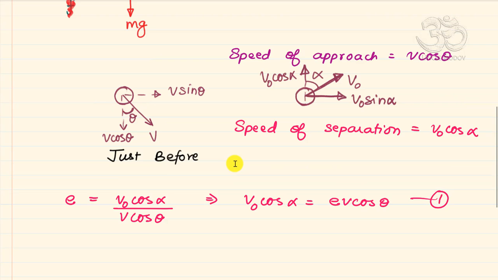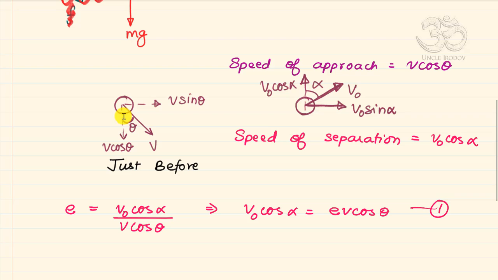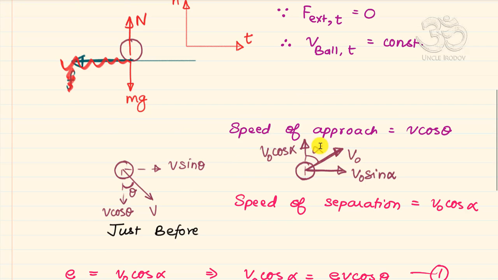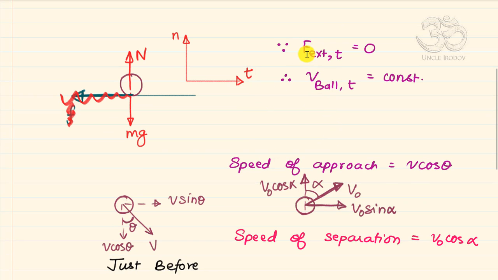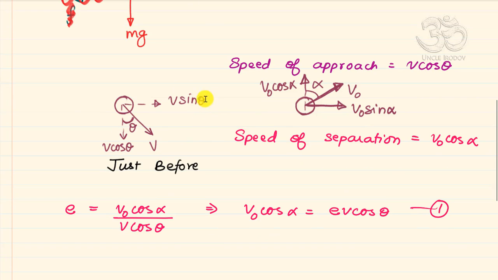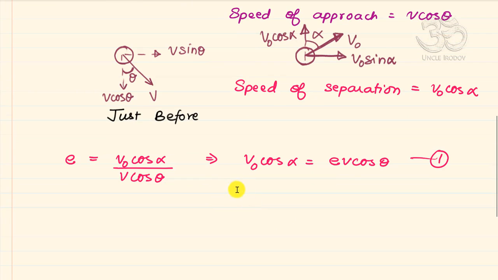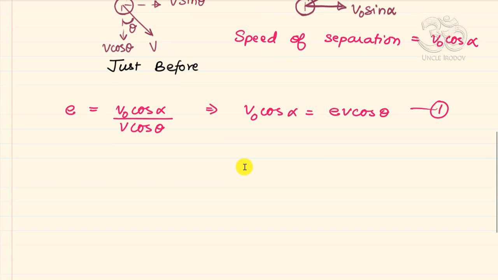What else? We know that along the horizontal axis there was no force acting on the ball. We have said that F external along the tangential axis on the ball is 0, so therefore the velocity of the ball along the tangential axis should be a constant. So therefore v sine theta should be equal to v naught sine alpha. So we have got that also. So equation number 2 will be simply v naught sine alpha is equal to v sine theta. This is equation number 2.